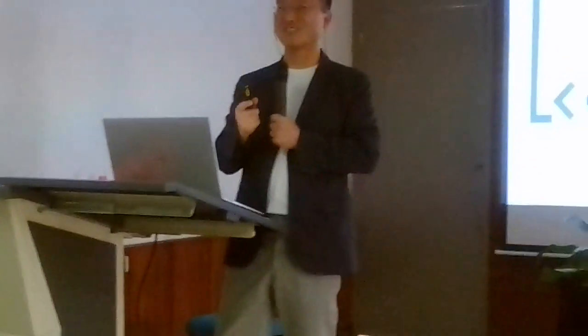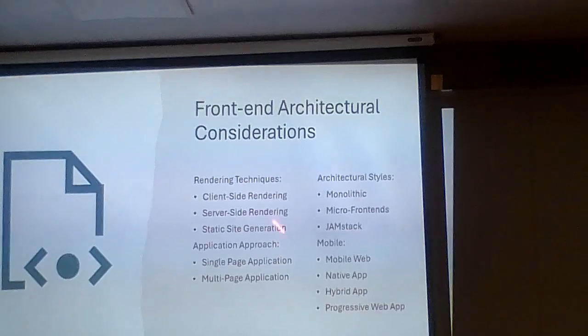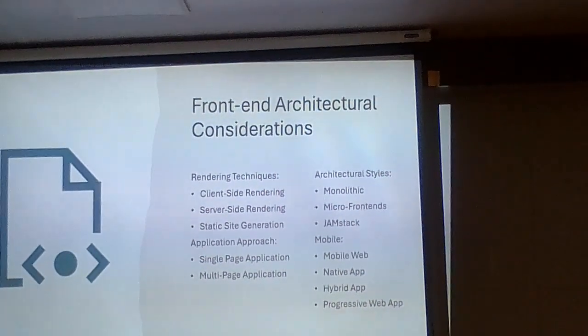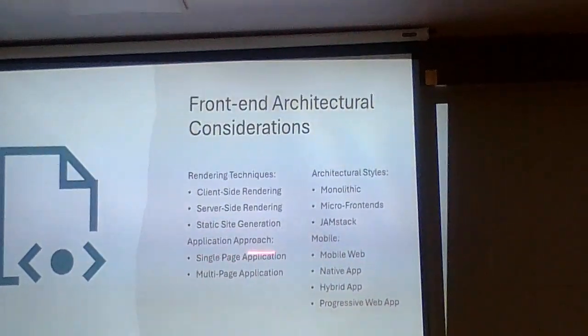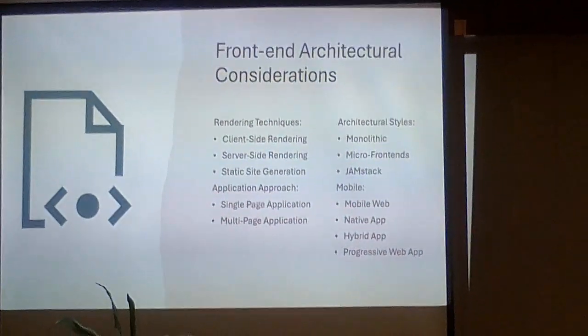Halfway through this thing. Alright, front-end architectural concerns. Let's talk about some front-end architectural concerns. There's a couple of things that we need to talk about. We'll talk about rendering techniques, different types of rendering techniques. We'll talk about application approach, some architectural styles, and then around the mobile.